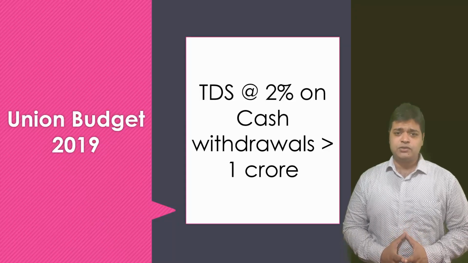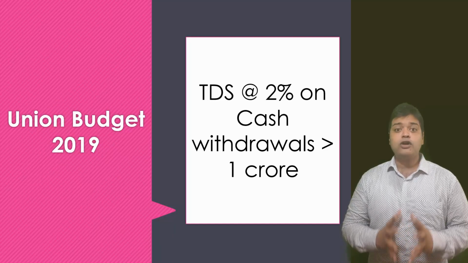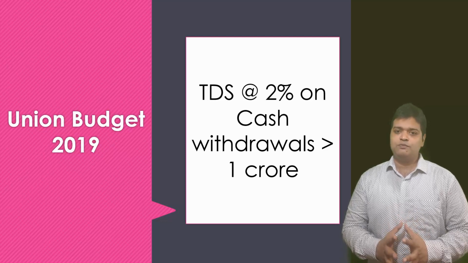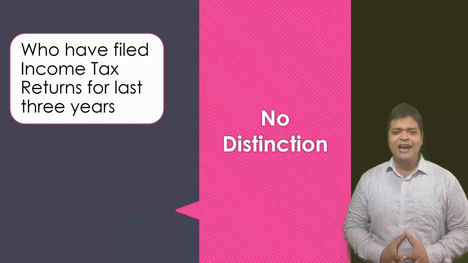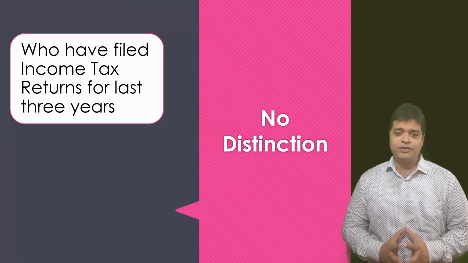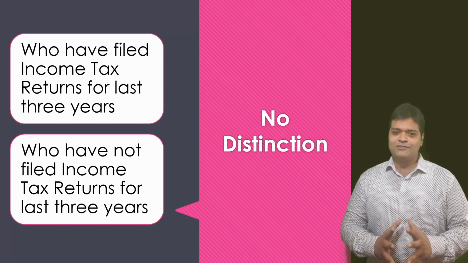When it was introduced in the Union Budget 2019, it said that TDS shall be deducted at the rate of 2% on cash withdrawals exceeding rupees 1 crore. There was no distinction between those who filed income tax returns for last 3 years and those who did not file their tax returns for last 3 years.